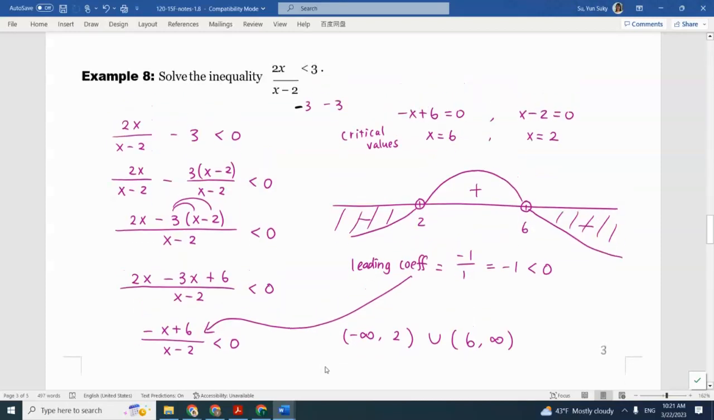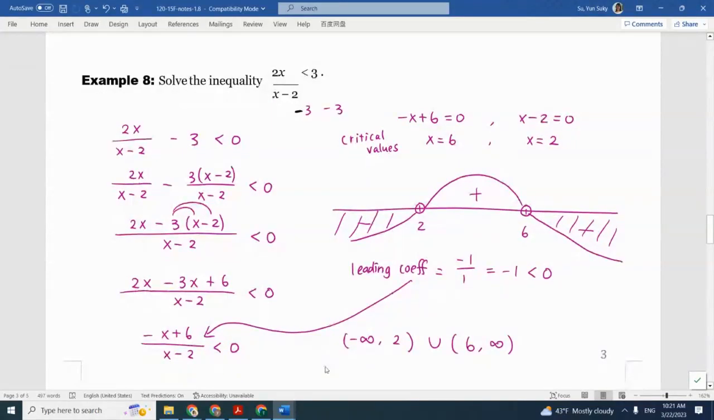So this example is good because the right-hand side is non-zero, so you have to move it to the left, and you have to combine into a single fraction. Then you start to factor. Okay, everybody? Any questions about 1.8? All good?